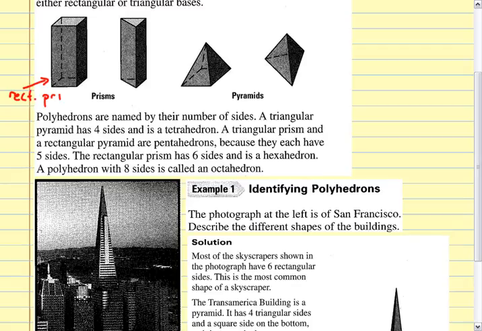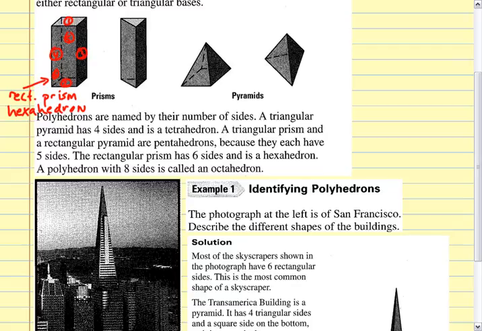Okay? But it's also called a hexahedron. I told you a polyhedron just means many faces or many sides, right? A hexahedron means 6 faces or 6 sides. And remember, this rectangular prism has 6 sides: 1, the top, 2, the bottom, 3, the right side, 4, the left side, 5, the back, and 6, up here in the front. It has 6 sides to it.